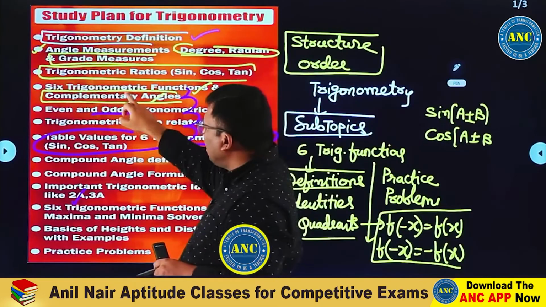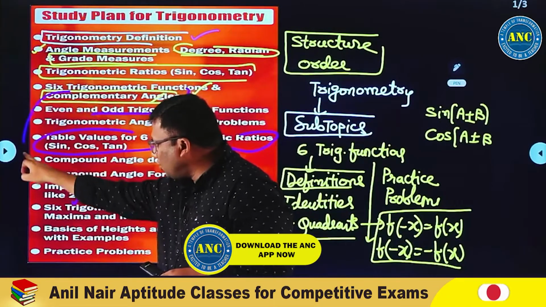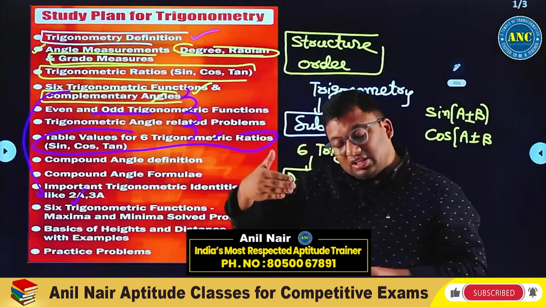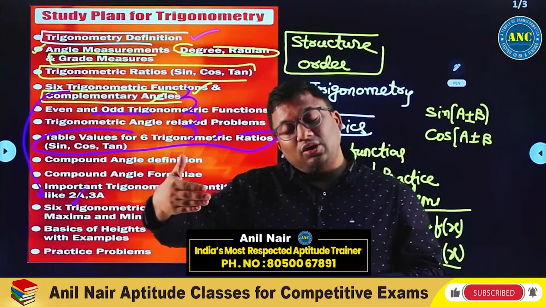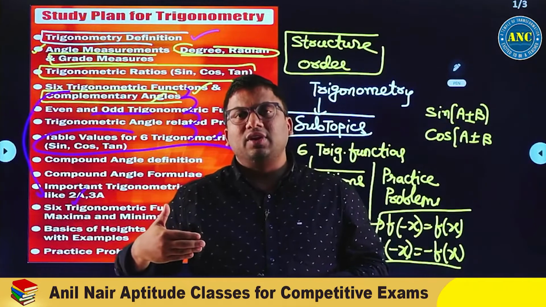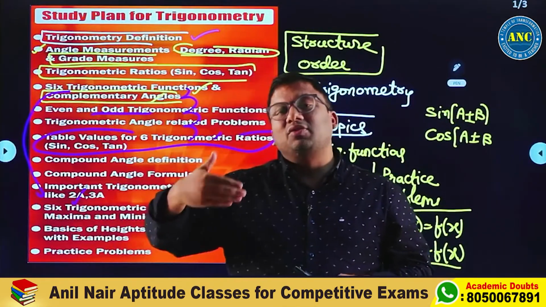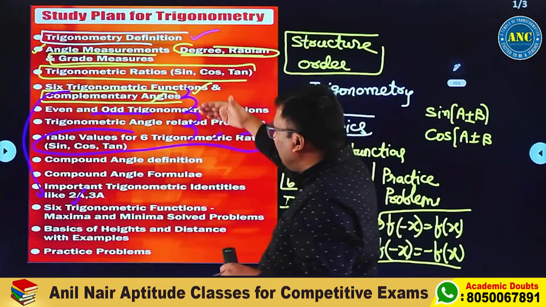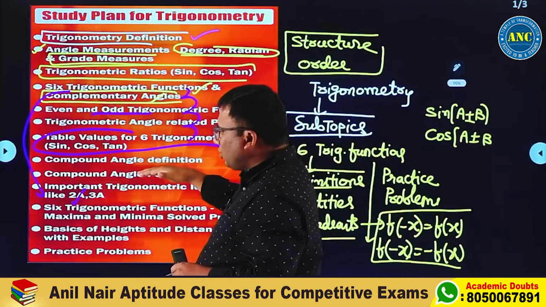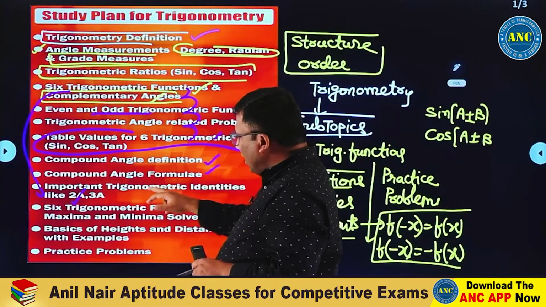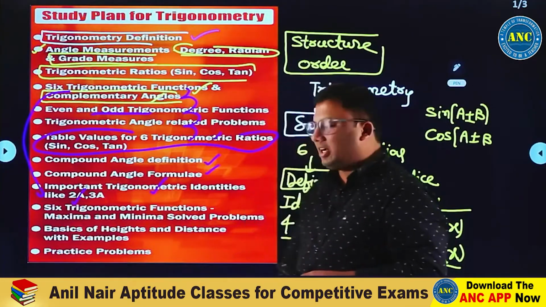Once you discuss complementary angles, you can also derive 2 theta, 3 theta and other values. Do in the same order. Sin a plus b, put a equivalent to b. You will get sin 2a. Put b equivalent to 2a. You will get sin 3a. Once you study complementary angles, you can go to complementary angle definition and formulas and the trigonometric identity related problems.